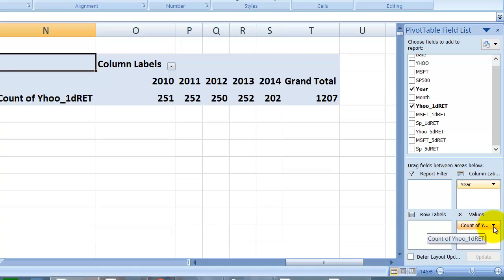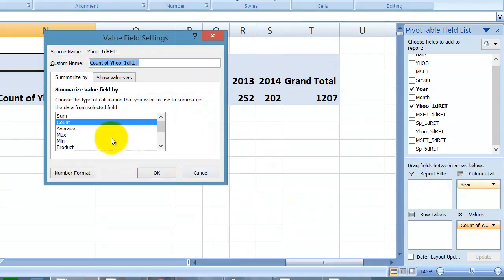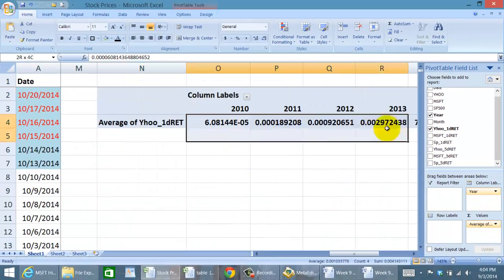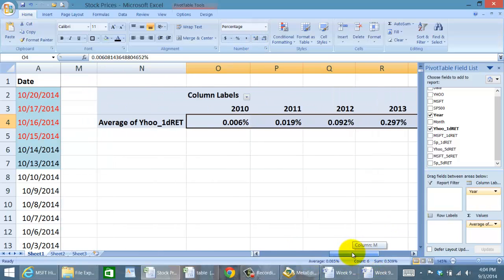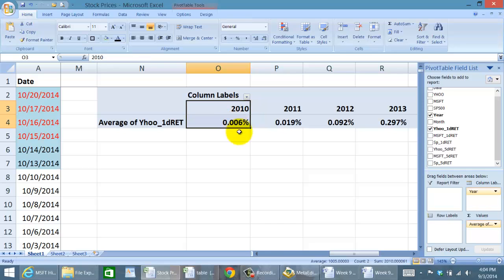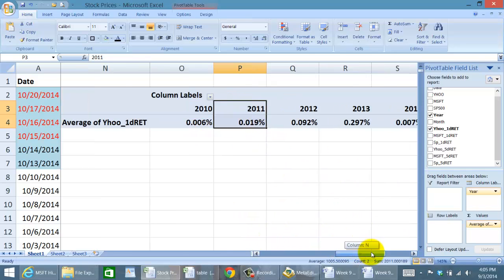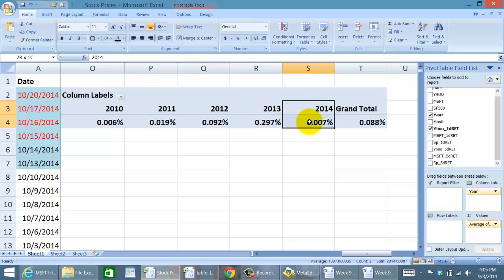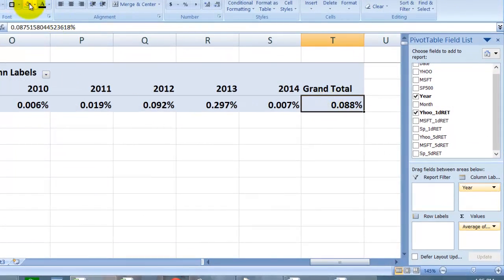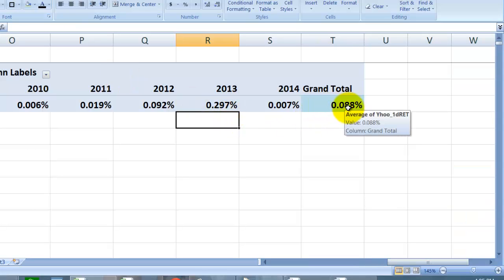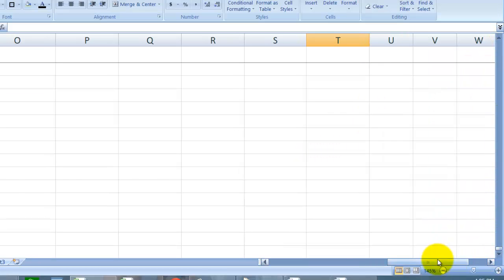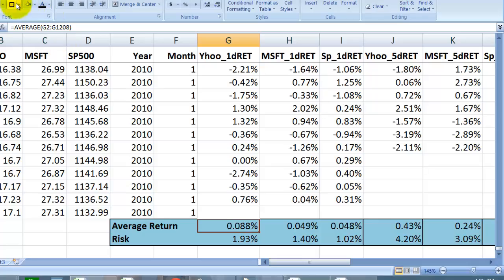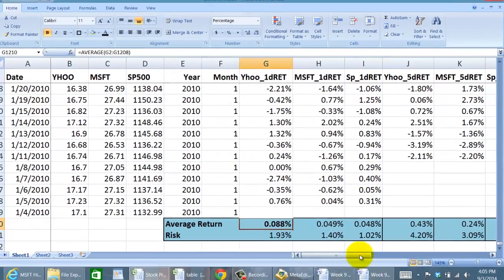What we have is count for Yahoo. We need the average. So here, put it into percent. Okay. So average return for Yahoo for the year 2010 is that much. 11 is that much. 12 is that much. 13, 14, and grand total. It means for the whole period, it is 0.088. Do you see that familiar somehow? Yes. It is right here. Right? It is. Yep. That's it.